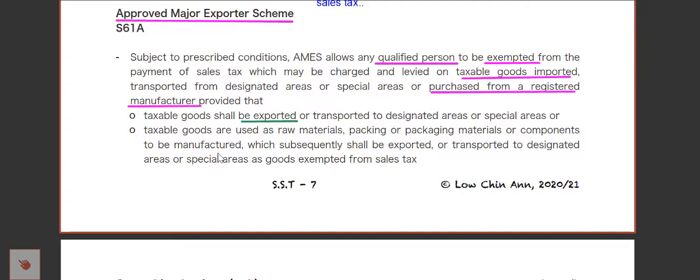Okay, and all these taxable goods are used as raw material, packaging materials or components that you're going to use for manufacture, which again they say shall subsequently be exported. The reason why exports do not have this sales tax is because indirect taxes are meant as consumption tax, so they are charged when goods are locally consumed. To make the products more competitive when you export, the government wants to allow you to sell at a better price, and one way is to take away this kind of tax.